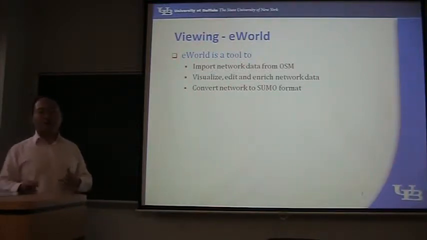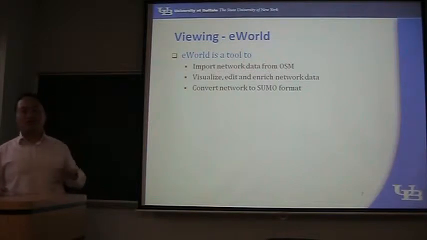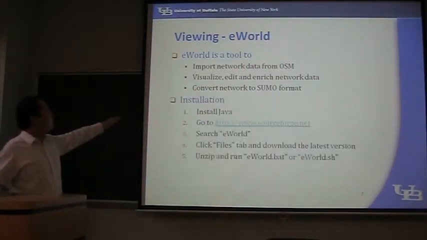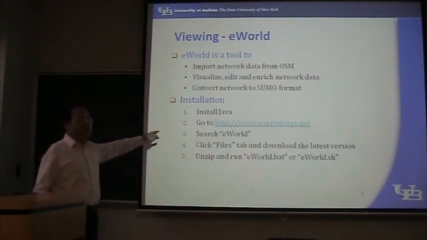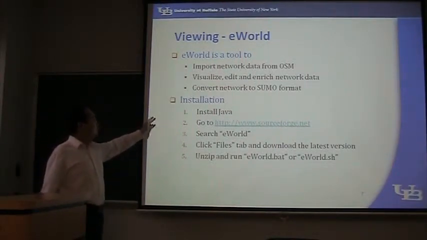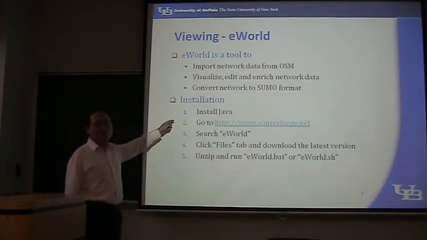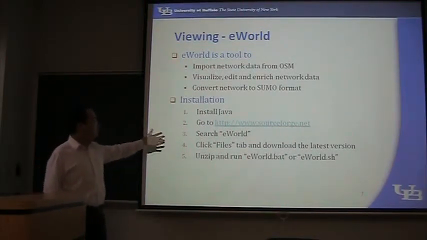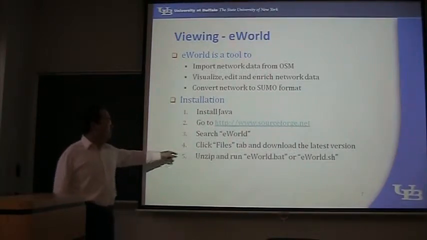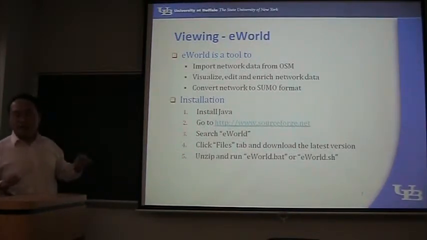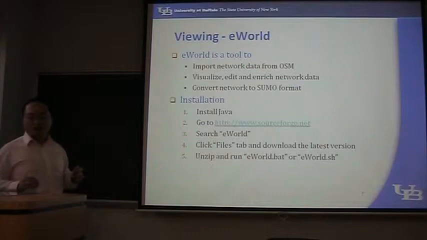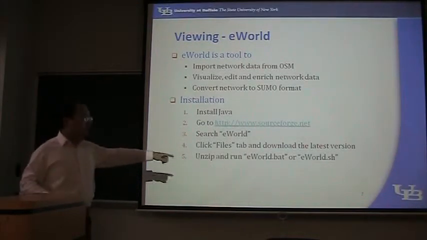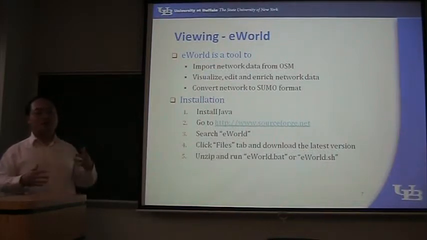Sumo, do you remember Sumo? A tool that I introduced in the beginning. So you use this free tool, eWorld. In order to install eWorld, you may want to install Java first. It's depending on Java. Install Java. Then go to sourceforge.net and search eWorld. And then you click the Files tab and download the latest version. Then you unzip the file and run eWorld.bat or eWorld.sh, depending on your operating system.